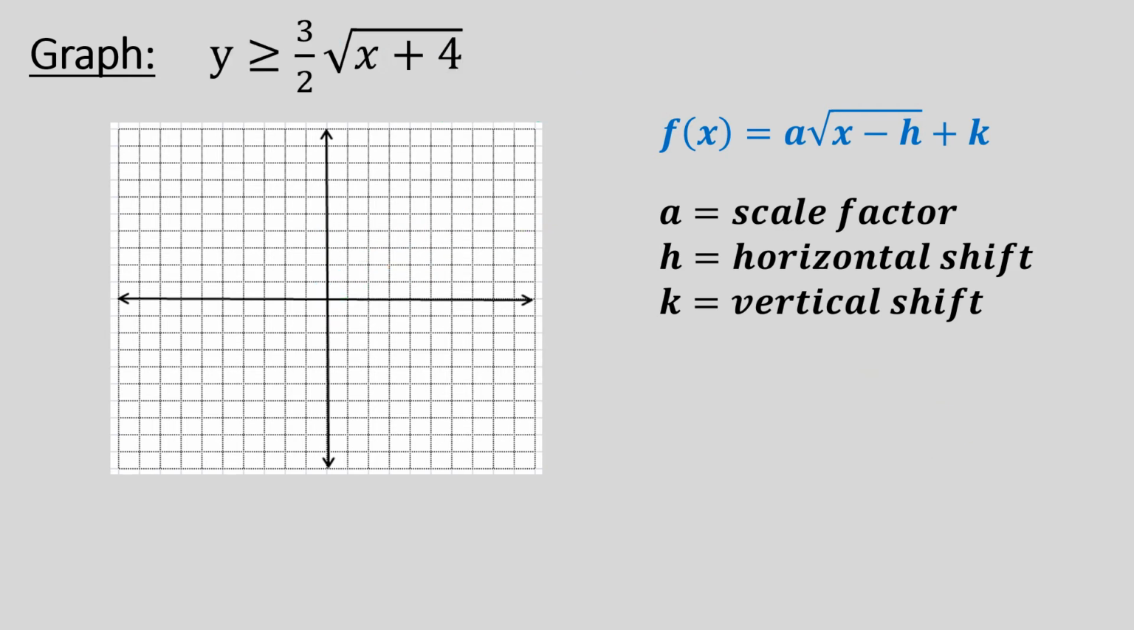Now this one has a fraction and it's an inequality. So we're going to start with our parent function, and let's scale it by this 3 over 2. Okay, so all these points get multiplied by 1.5. 1 times 1.5 is 1.5. 2 times 1.5 is 3. 3 times 1.5, 4.5. Okay, so that's our new blue graph here.